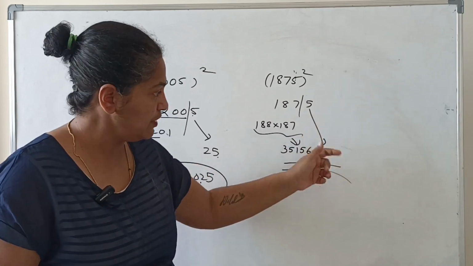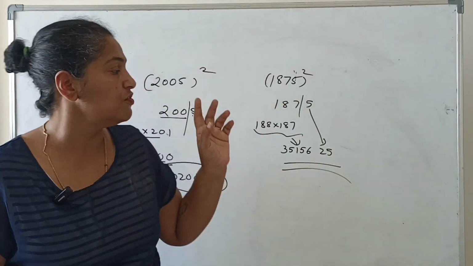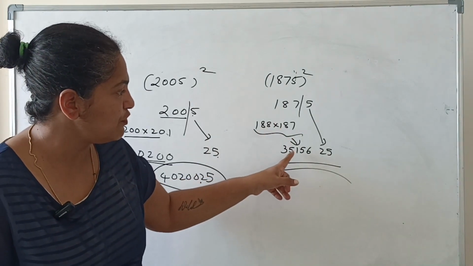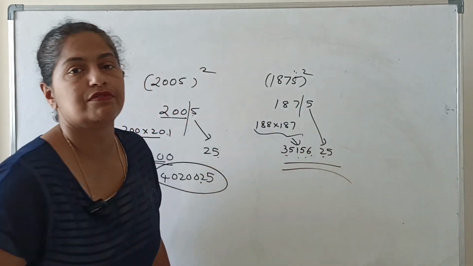1875 the whole square. 5 square is 25. 187 I have increased by 1, which is 188. So 188 into 187 is 35156. The entire square is 3515625.